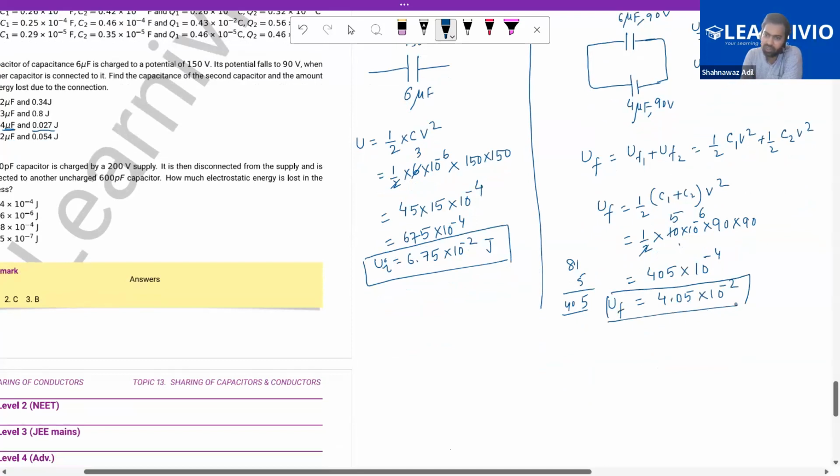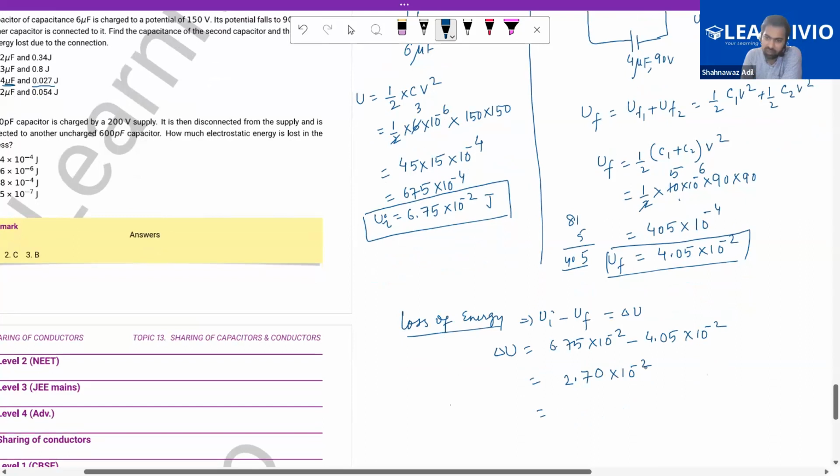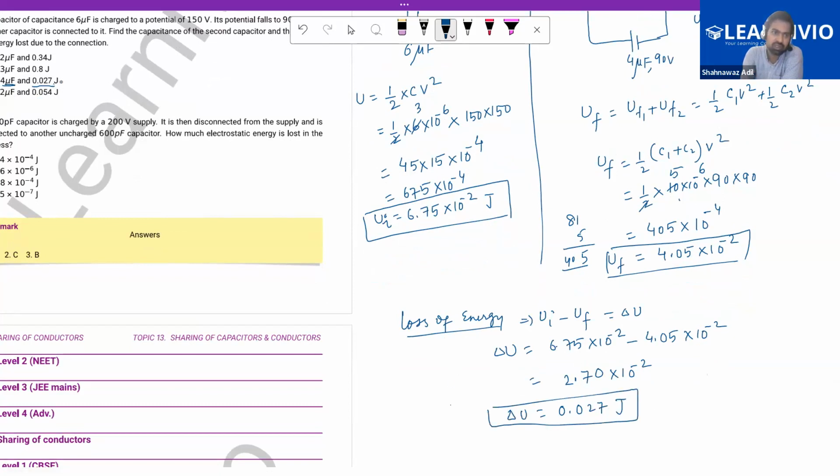So what is the loss of energy? That is U initial minus U final, which is delta U. So delta U is 6.75 into 10 to the power minus 2, and then minus 4.05 into 10 to the power minus 2. So this is 2.7 into 10 to the power minus 2. So this would be 0.027 joules. So that is the loss of energy, right?